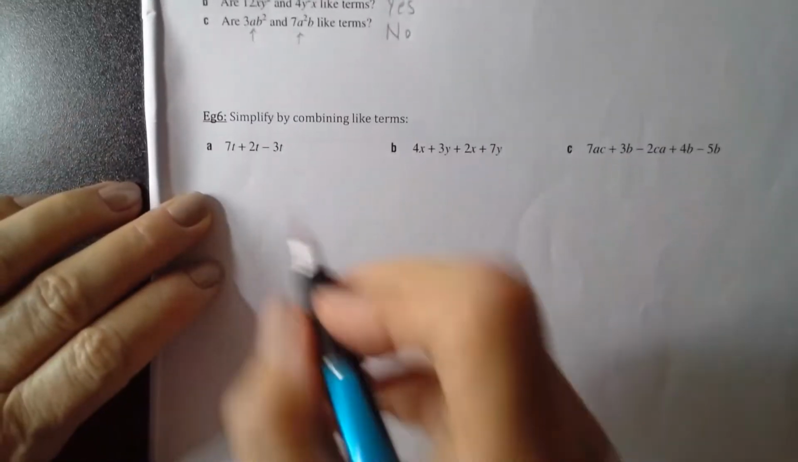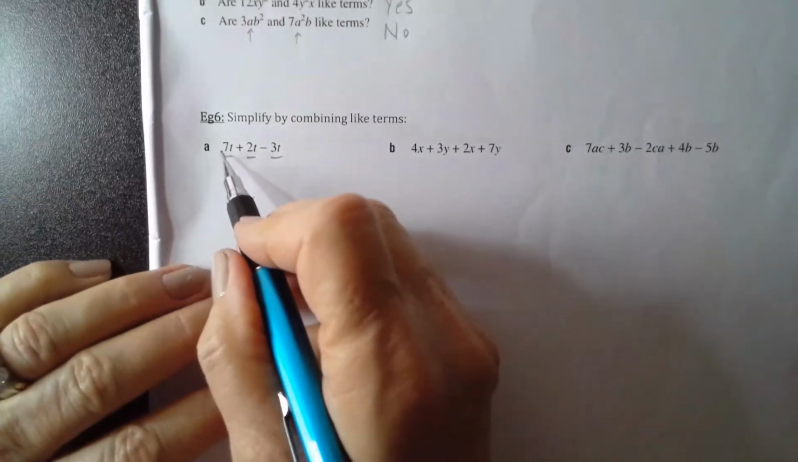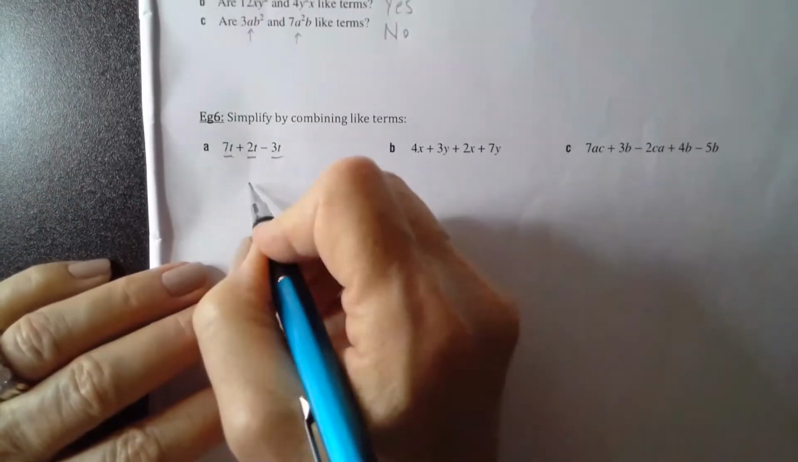All right, let's simplify by combining the terms. These are all like. They all have the same letter behind them. So I add the coefficients. 7 plus 2 is 9, minus 3 is 6t.